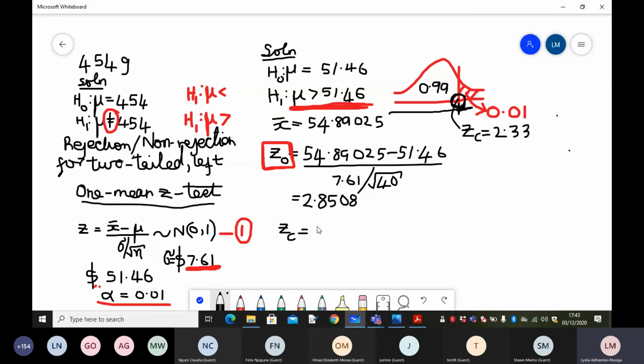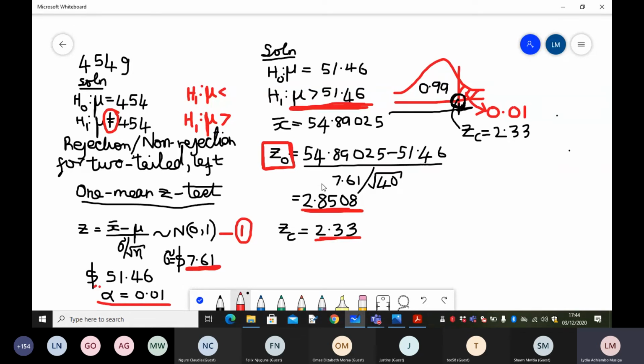So the Z critical value, which we were looking for below the Z observed, is 2.33. And now we have two important values here: Z critical, which is 2.33, and Z observed, which is 2.8508. So the question is this: we know 2.33 is separating the rejection from the non-rejection regions.